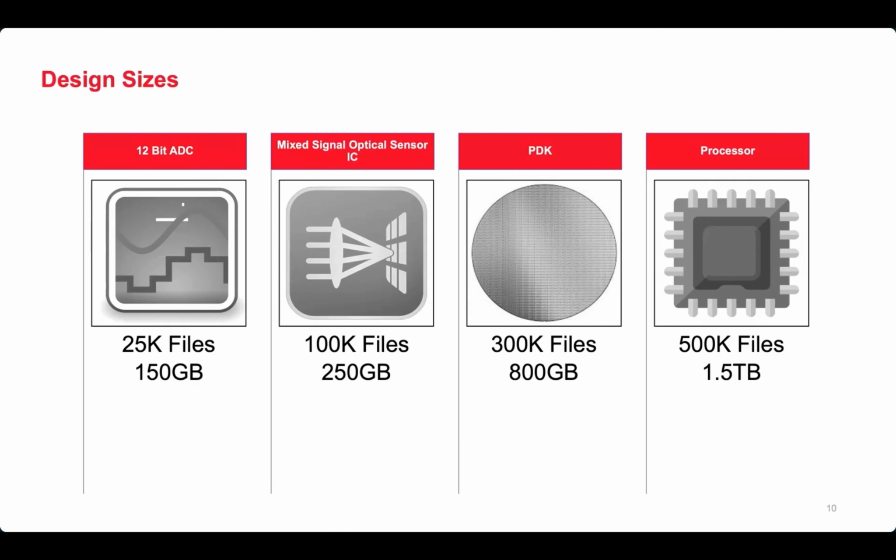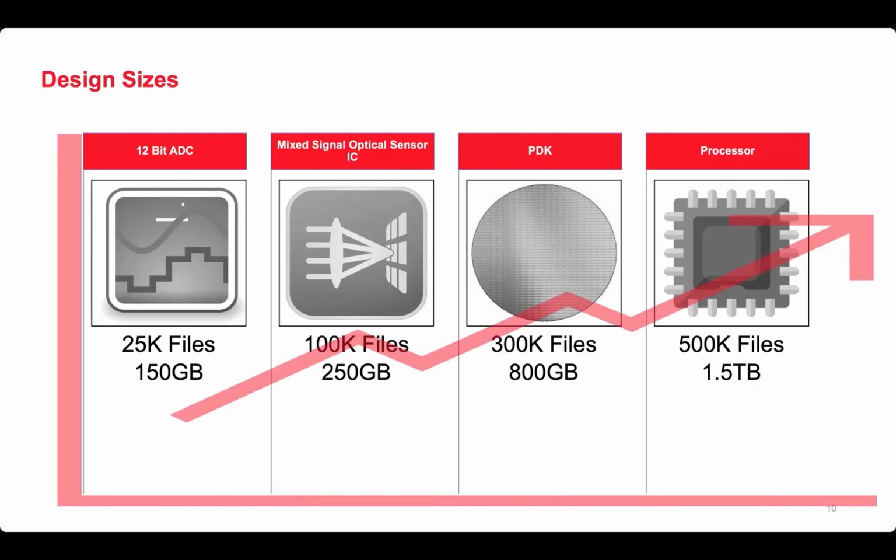When you look at PDKs, we're looking at 300,000 files with a data size of 800 gigs. When you're looking at companies that are working on processors, it's close to 500,000 files, sometimes even more, and the data size tends to be about 1.5 terabytes of data. So the trend is not slowing down. The lower the technology nodes, the higher the consumption of disk space and the increase in the data objects that we're managing as well.